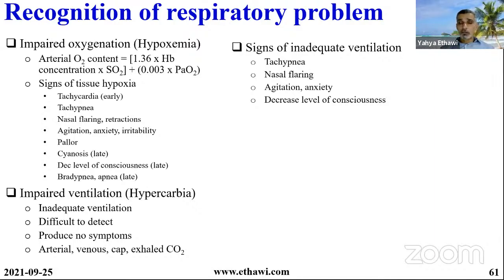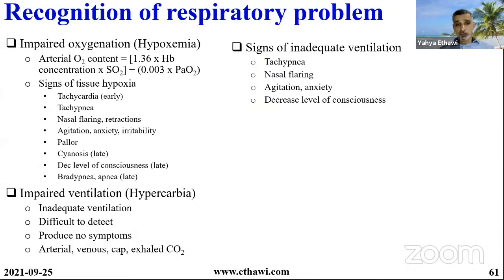The CO2 can be measured in the artery, in the vein, in the capillary, and also in the exhale. In the exhale, there are many ways. There is the colorimetric, so it changes to blue, yellow, blue, or green, yellow. Or you can use the capnography.